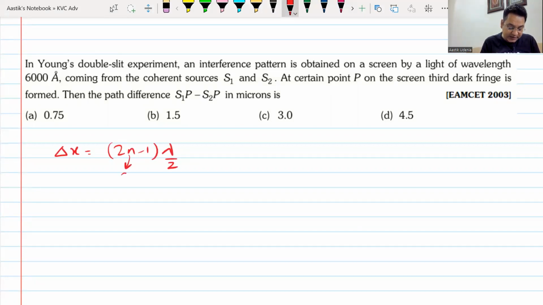Third dark fringe, n must be equal to 3. You just have to put 2 into 3 minus 1, that is 5. 5 by 2 into 6000 into 10 raised to the power minus 10. And that should be your answer. It should be coming as 1.5 microns. Do we understand this?